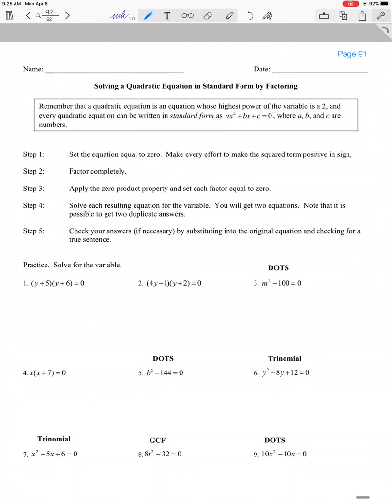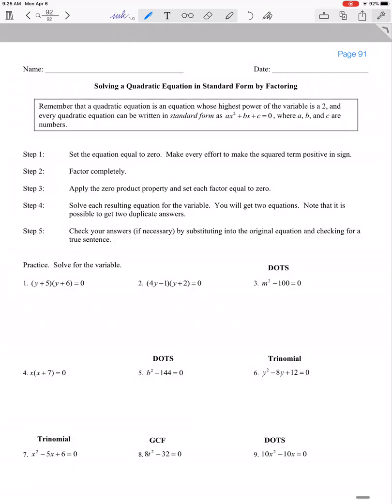Today we are going to be learning how to solve quadratic equations in standard form by factoring. We've already learned all the different types of factoring: GCF, difference of squares, and trinomial. For numbers 1 and 2, it's already factored out for us, so I'm just going to show you what to do after you factor.